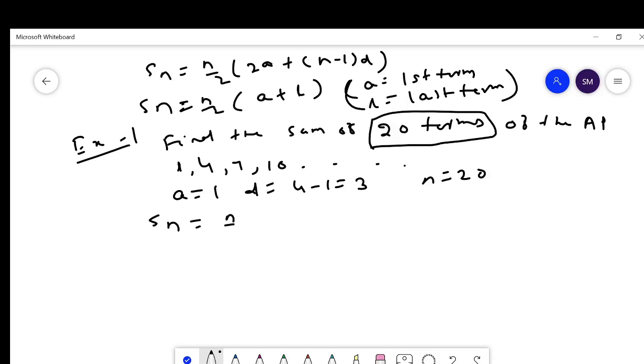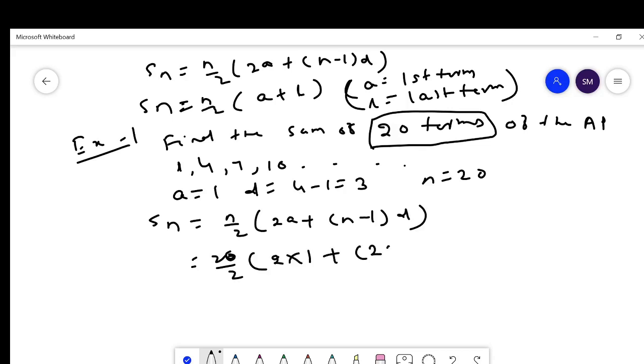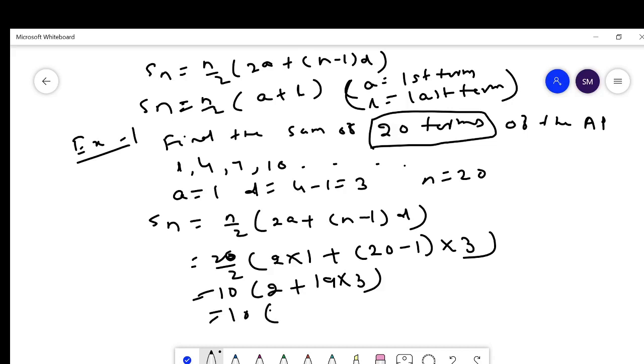Sn is equal to n upon 2 [2a plus (n minus 1) into d]. Here n is 20 upon 2 and a is 1, so 2 into 1 plus (20 minus 1) into common difference 3. This is 10 into (2 plus 19 into 3), which is 10 into (2 plus 57), equal to 10 into 59, which is 590. Here the sum of 20 terms of the AP is 590.